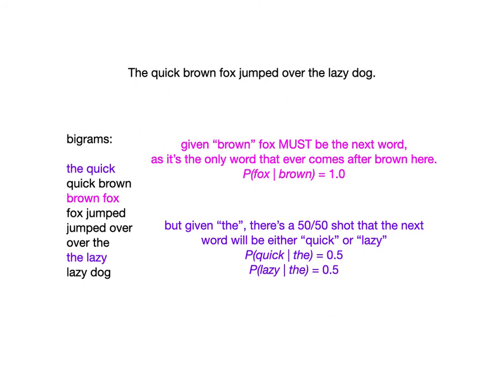Second case, given the as your prompt, there's a 50-50 shot at what the next word's going to be, because the happens twice and it has different words in each one. So the probability of quick after the word the in this corpus is 50%, and so is the probability of lazy. It's a toss-up. It's a coin toss.